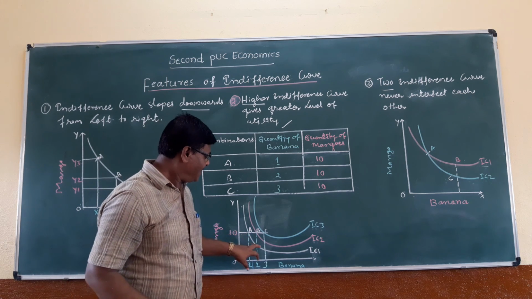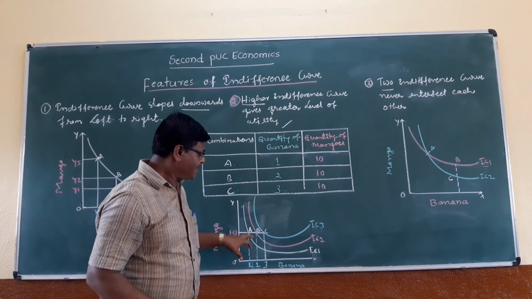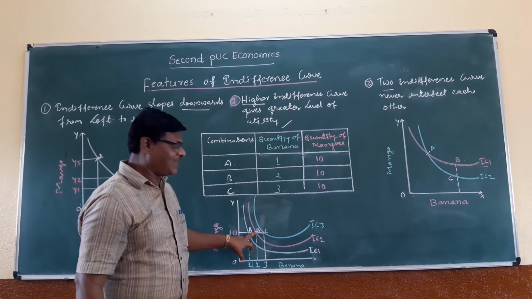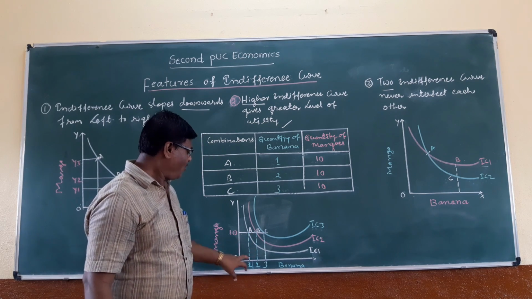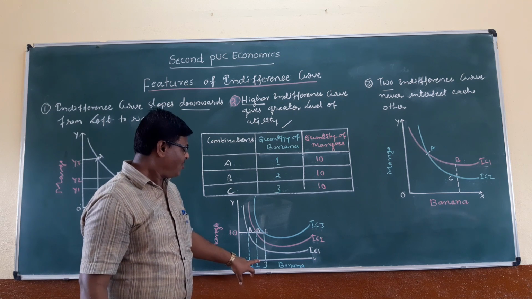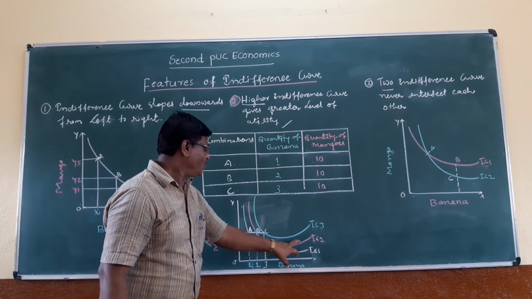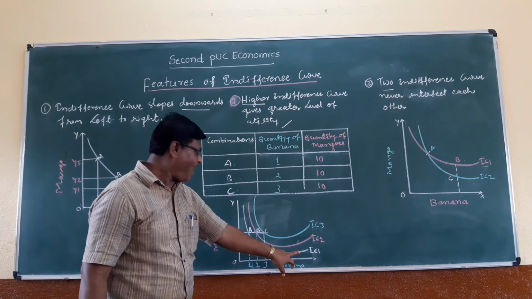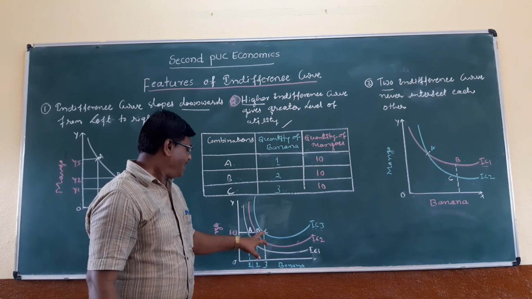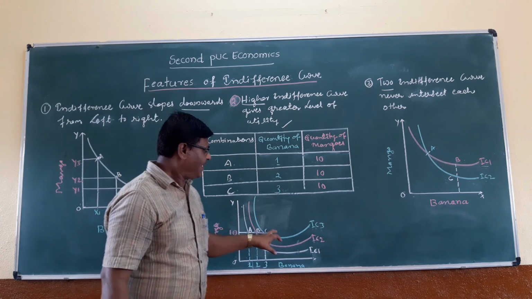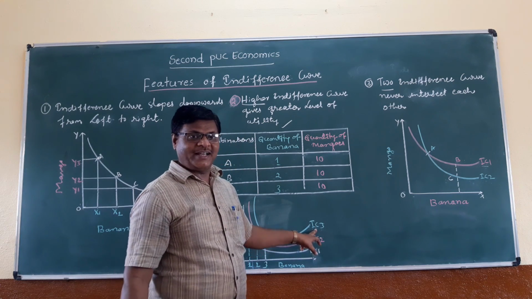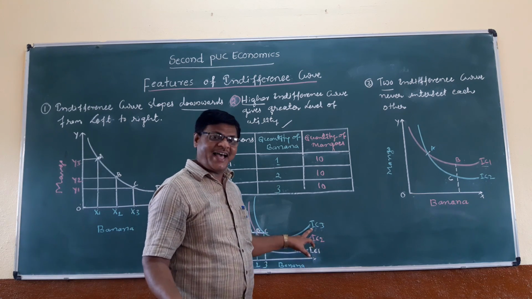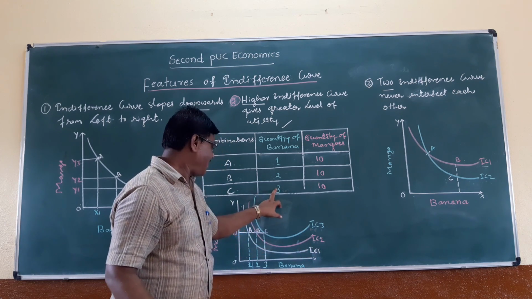A lies on the indifference curve IC1. On IC2, the combination B, 10 mangoes and 2 bananas, gives more satisfaction than IC1. Point C is on IC3, indifference curve 3. It gives more utility than IC2, because IC3 has 3 bananas.